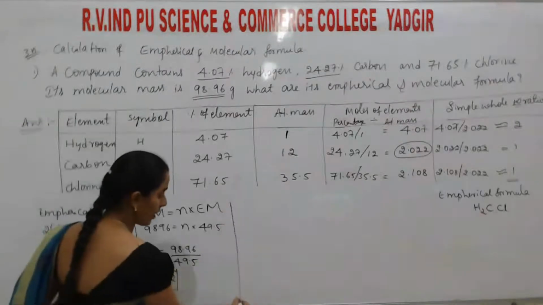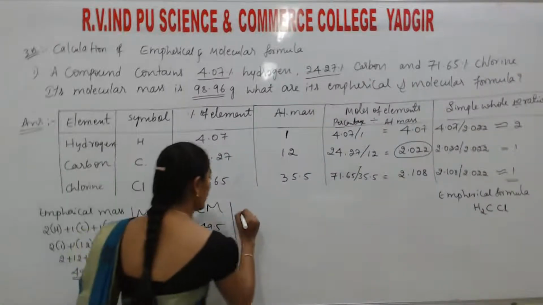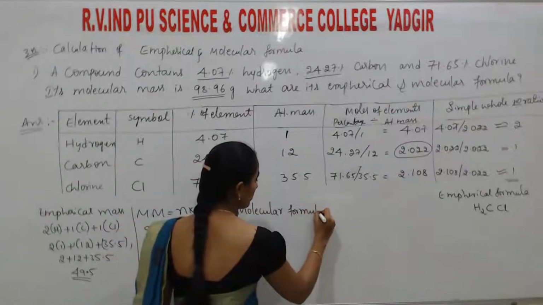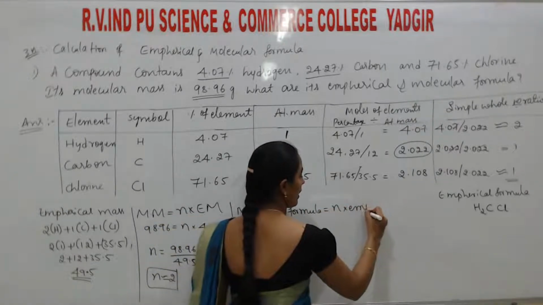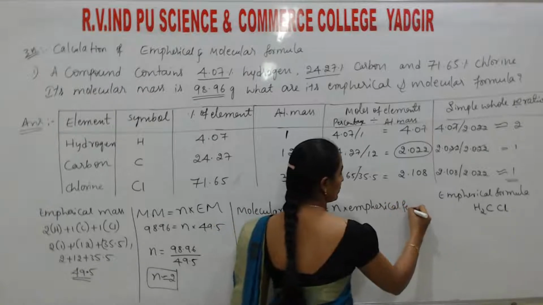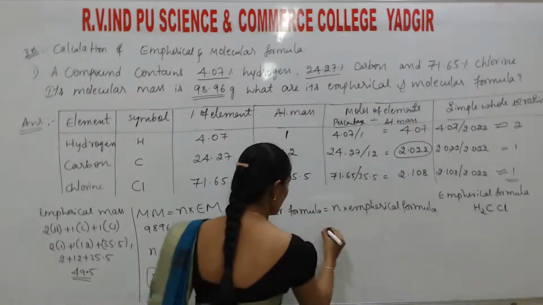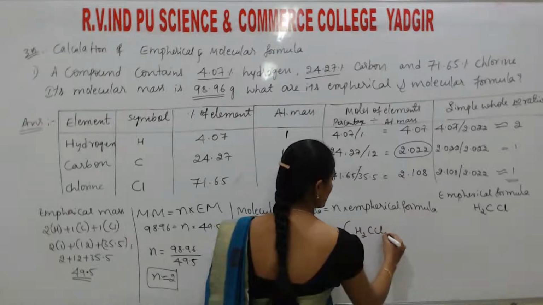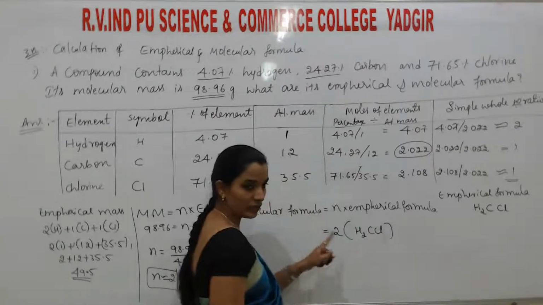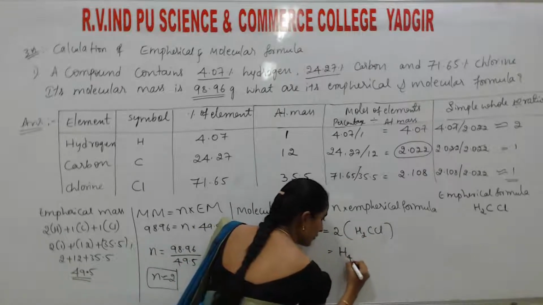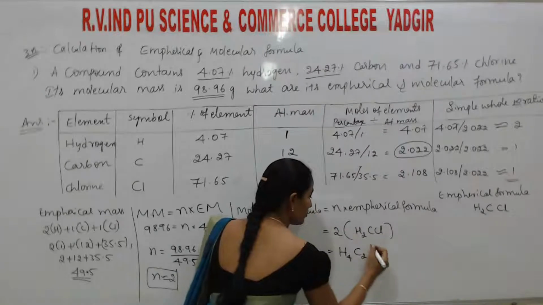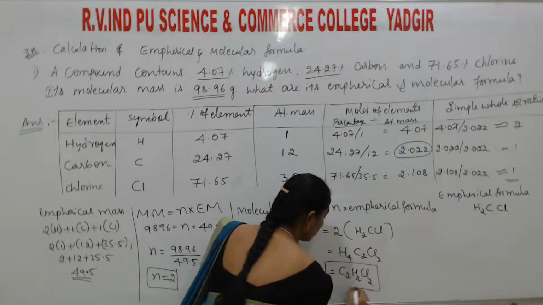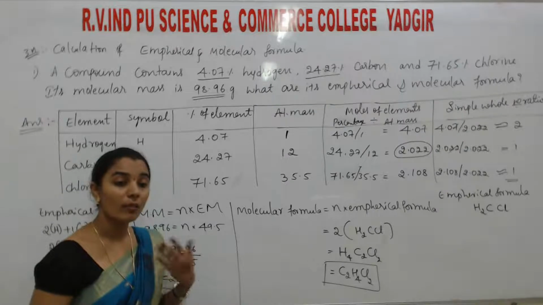Once we got the n value, then we have to calculate the molecular formula, which is equal to n into empirical formula. The n value we know is 2, and the empirical formula we know is H2CCl. So students, if you multiply this, H2 into 2 means H4, C into 2 means C2, Cl into 2 means Cl2. That is C2H4Cl2, the molecular formula of the compound.